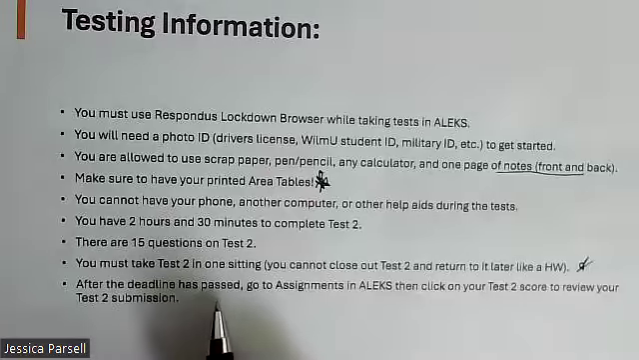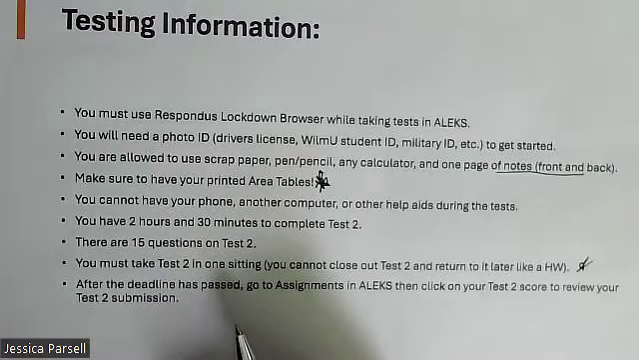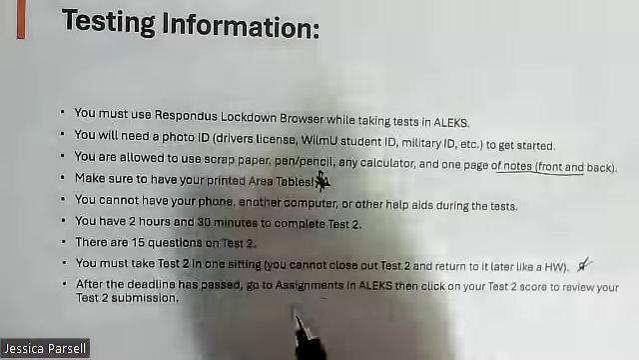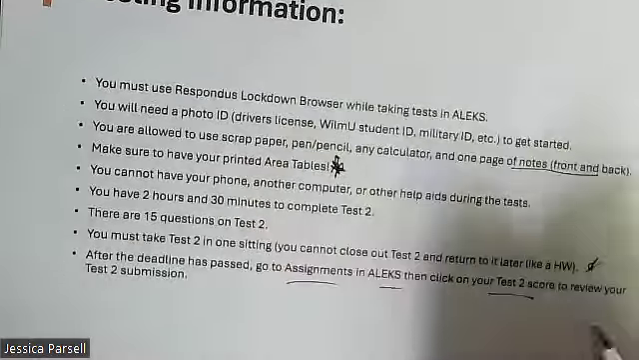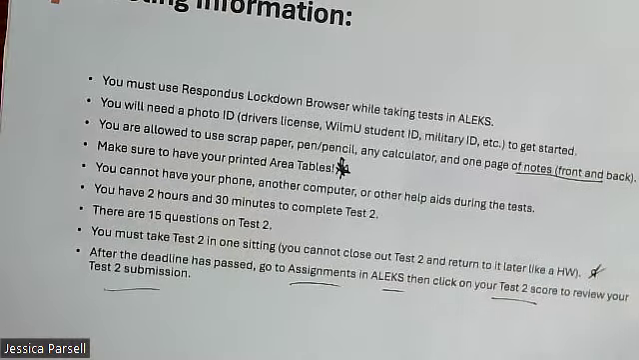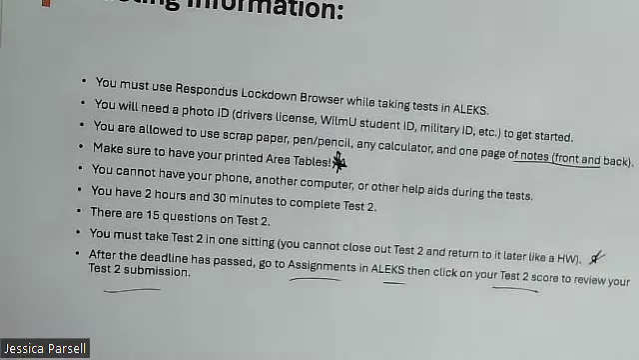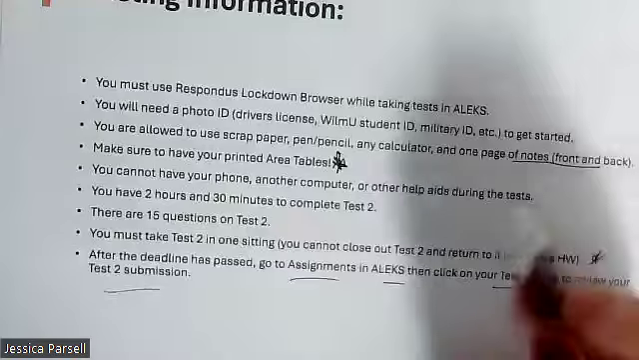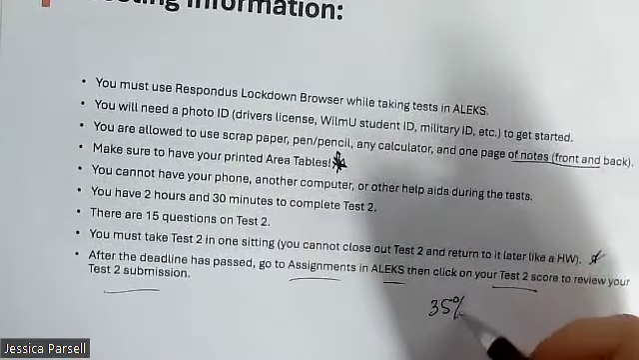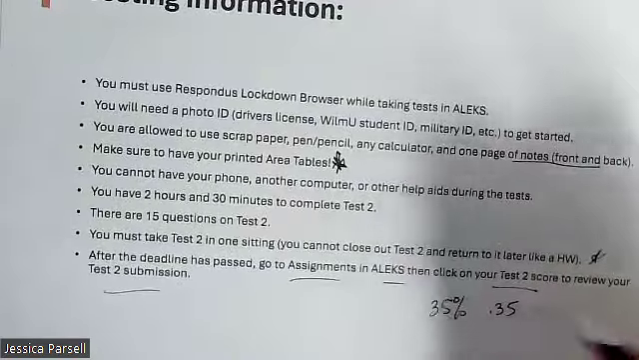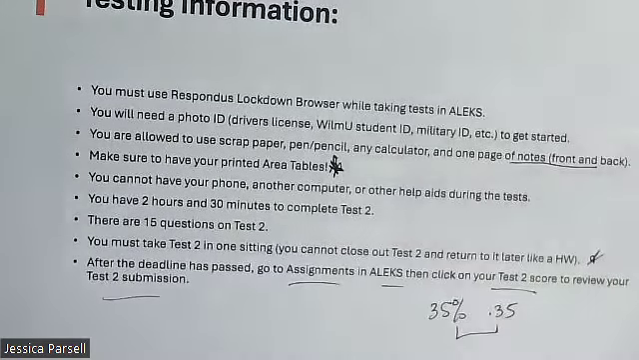And then remember, after the deadline has passed, which is usually Sunday night at midnight, you can go to the assignments area and click on your test 2 score to review your submission. And then just give me a few days to go through everyone's tests and see if I can give you partial credit on things like we talked about earlier, where let's just say you put in 35%, it should be 0.35. Okay, so those I'm going to go in and give you credit for.